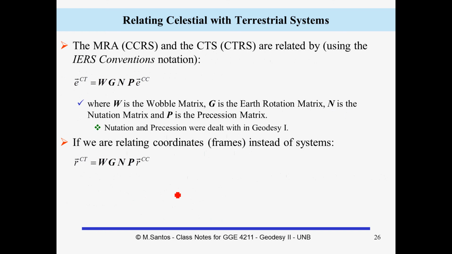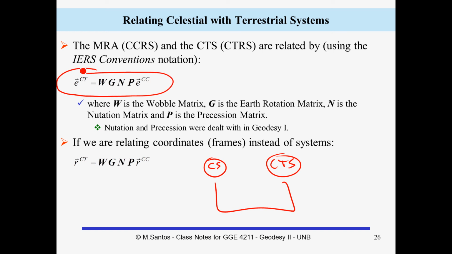So we have gone all the way to relate the celestial system to the conventional terrestrial system, and this is done by means of all these matrices that we have discussed. If you have a direction in the conventional celestial system, we can go all the way to the conventional terrestrial system by means of precession, nutation, G, and W. G is actually referred to now as the Earth rotation matrix, not as the GAST matrix. For the inverse, if we're dealing with vectors, we also use the same rotations: precession, nutation, G, the Earth rotation matrix, and the wobble matrix.